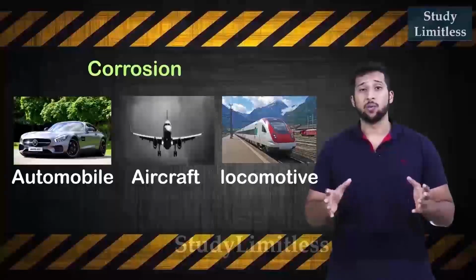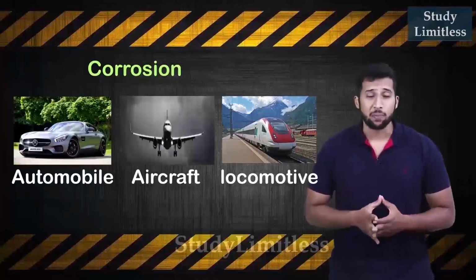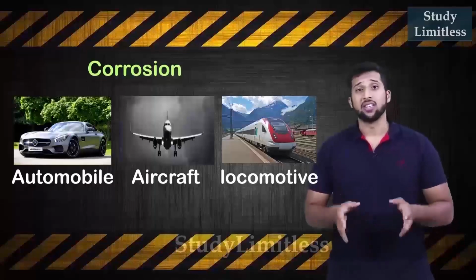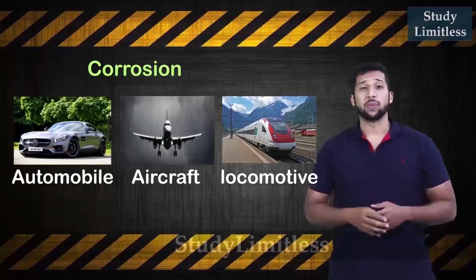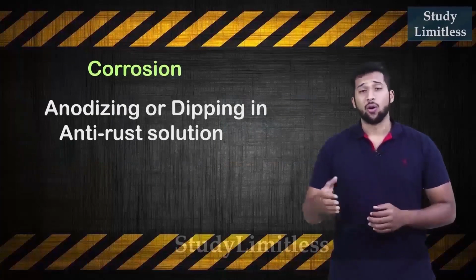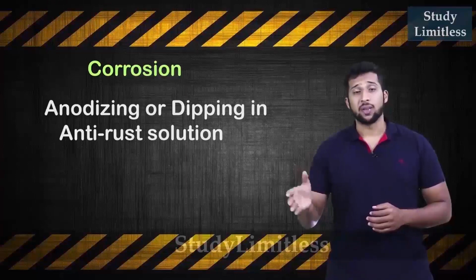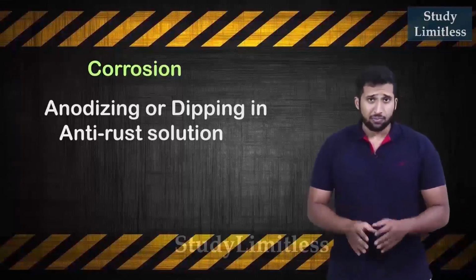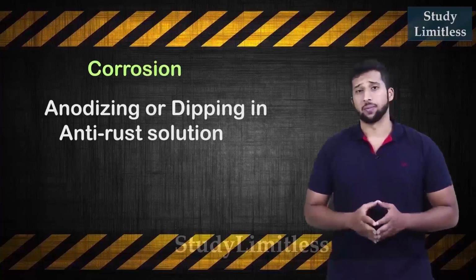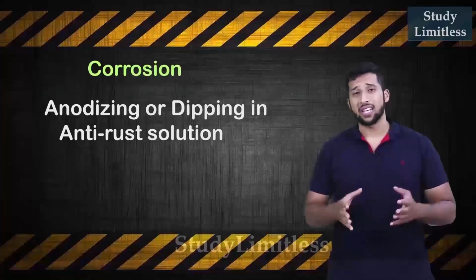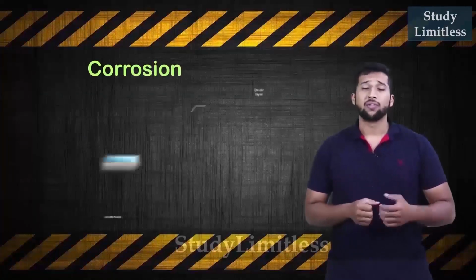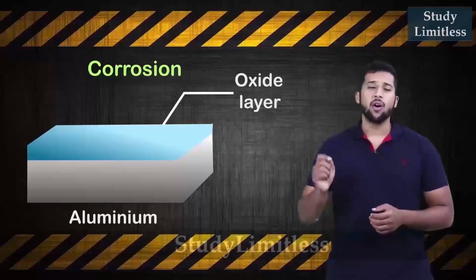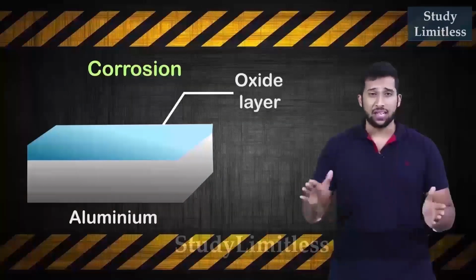For any automobile to be safe from corrosion, the manufacturers subject it to a treatment called anodizing, or they dip it in an anti-rust solution. Now, let's talk about anodizing. Anodizing is a process wherein you have the formation of a thick layer of oxide over aluminium.